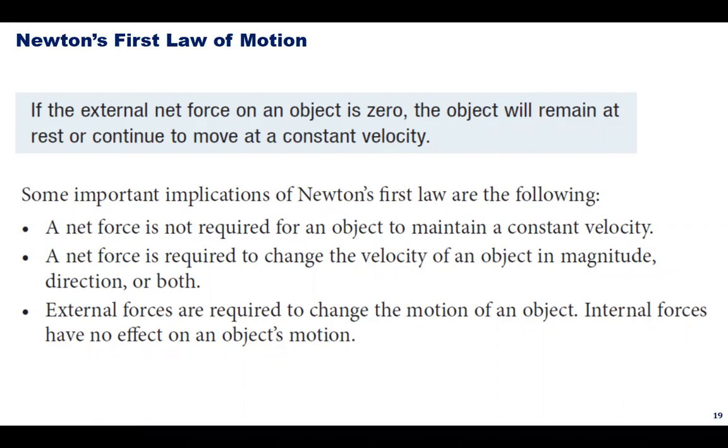Some important implications of Newton's first law of motion are the following. First, a net force is not required for an object to maintain constant velocity. Second, a net force is required to change the velocity of an object in magnitude, direction, or both. Third, external forces are required to change the motion of an object. Internal forces have no effect on an object's motion.